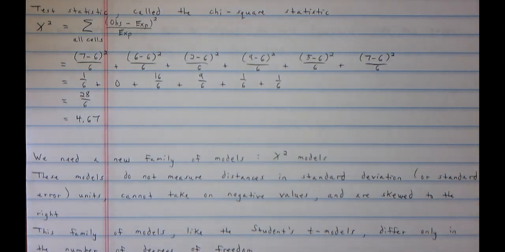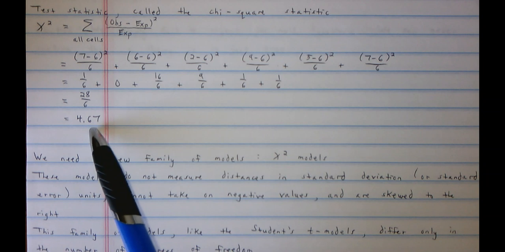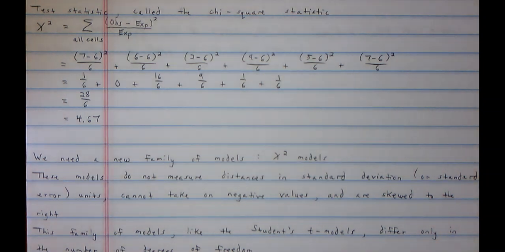We need a new family of models called the chi-square models. These models, unlike the normal model and the student's t-model, do not measure distances in standard deviation or standard error units, cannot take on negative values, and are skewed to the right. Before, if we got a test statistic value this large, that would have been a big value for z or t, leading us to reject the null hypothesis.